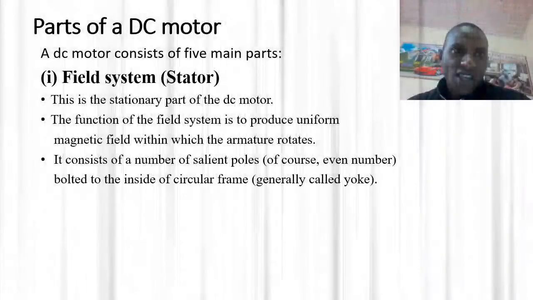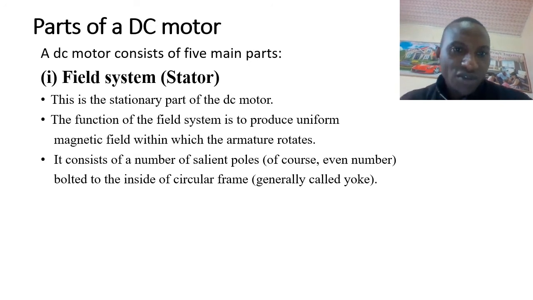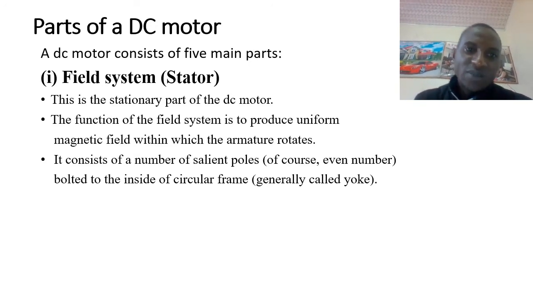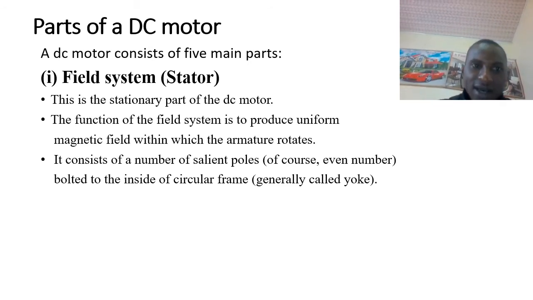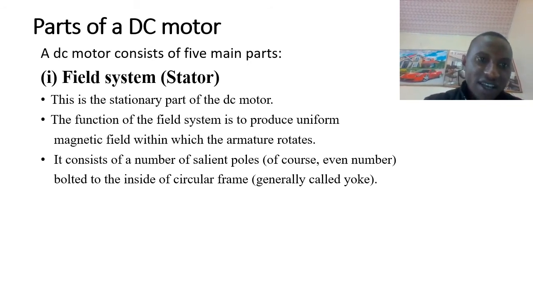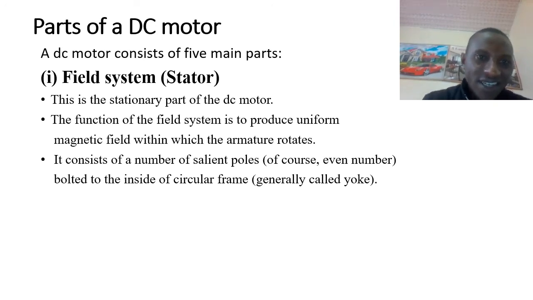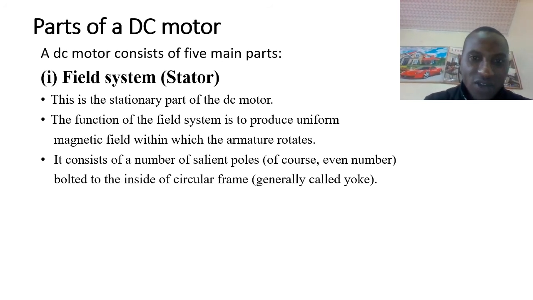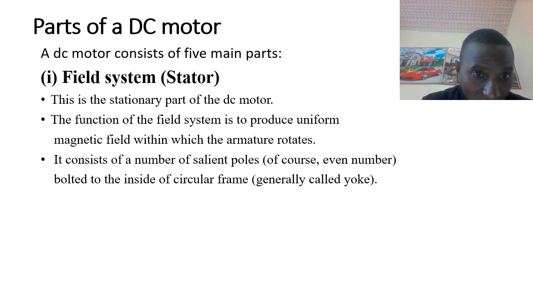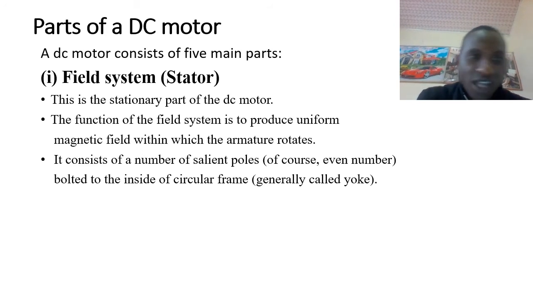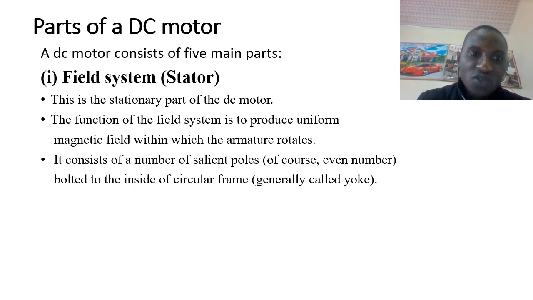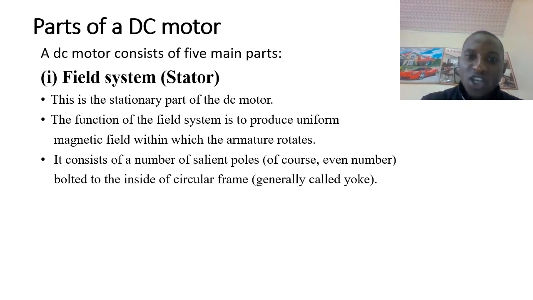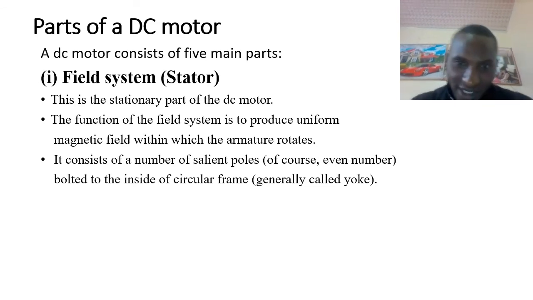Then we go to the parts of a DC motor. A DC motor mainly consists of 5 basic parts, and the first part is the field system. This is also referred to as the stator, which is the stationary part of the DC motor. This basically does not move. This is what you see from the outside. The function of the field system is to produce the uniform magnetic field in which the armature rotates.